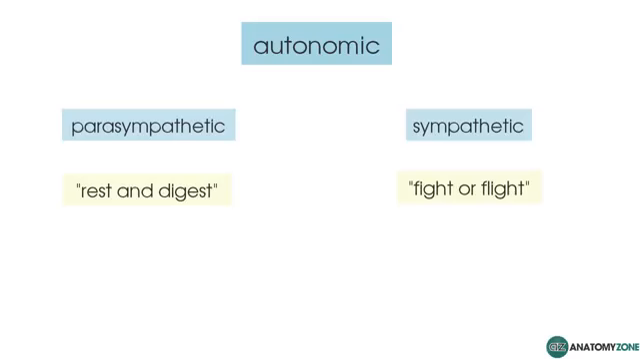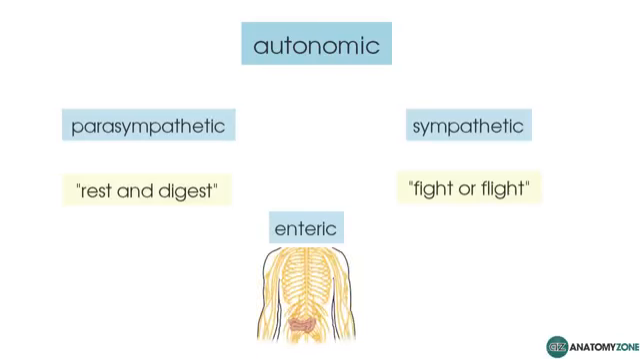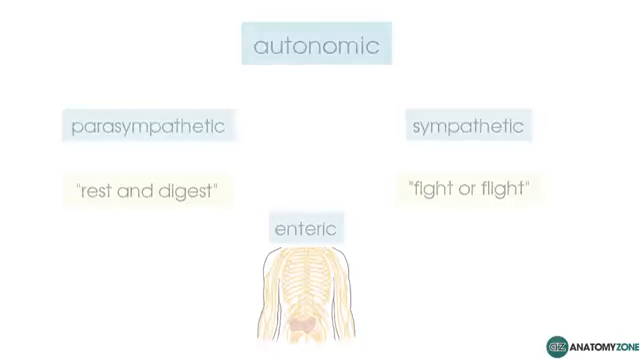The final division of the autonomic nervous system, the third division, which is less talked about, is the enteric nervous system. And this is located in plexuses within the gastrointestinal system, and it's responsible for controlling smooth muscle and glandular tissue in the digestive system.